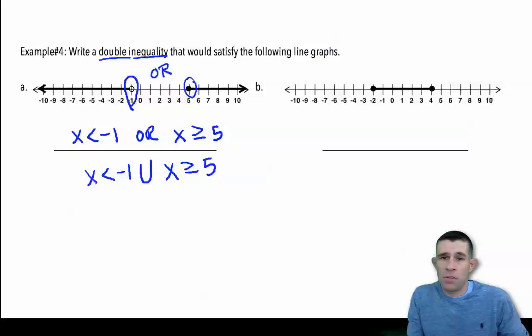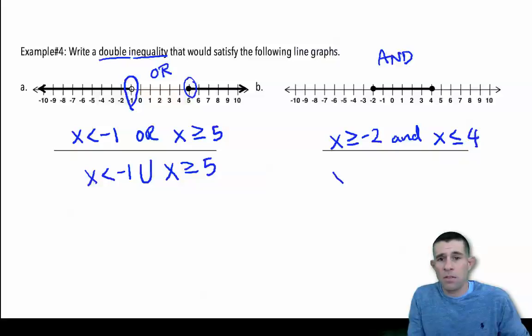In our next example, we see that we do have an overlap of two sets, and so we are going to be using the and, or the intersection. And we see that we have all x's that are greater than or equal to -2 and all x's that are less than or equal to 4. So another way to express that is we could say x greater than or equal to -2. The and is the upside down u, and x less than or equal to 4.